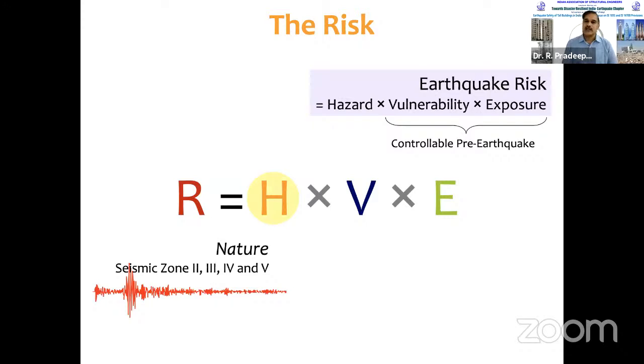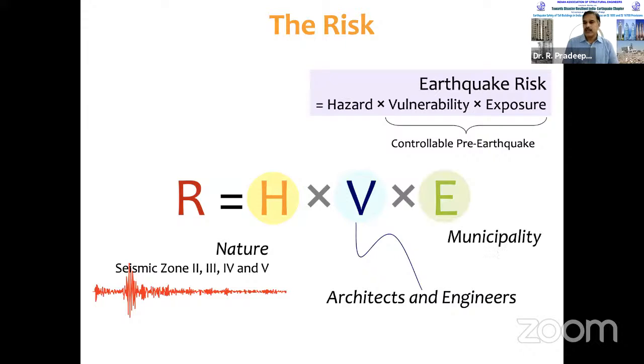Hazard is defined by nature. According to our IS zonation map, we have four seismic zones: zone 2, zone 3, zone 4, and zone 5. Vulnerability is decided by architects and engineers, and exposure is handled by the municipality. In a way, things like the floor space index and other details come under exposure.